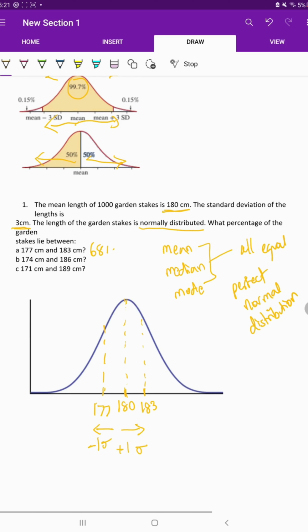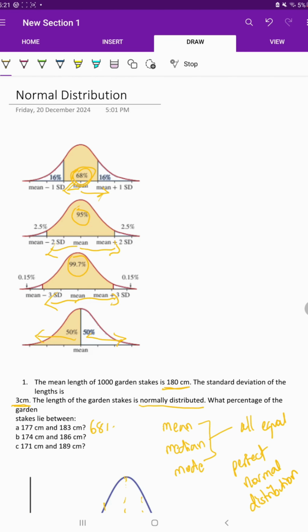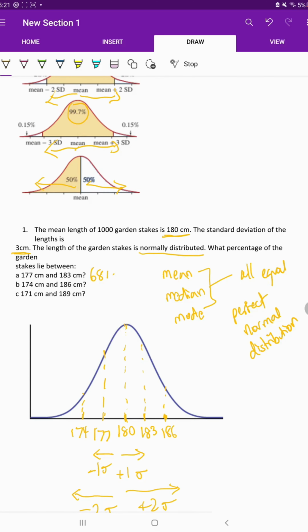Next one's asking 174 to 186. So if we move one more, 183 plus 3 gives us 186, and we move a total of 2 standard deviations away. And then on the left, it'll be 174. We've moved 2 standard deviations away. Now, if we look back to our start, when we move 2 standard deviations away, that means 95% of the data lies in between. So that means 95%.